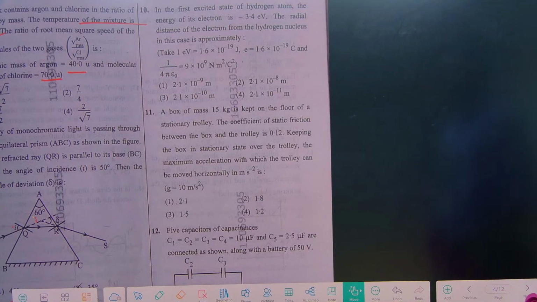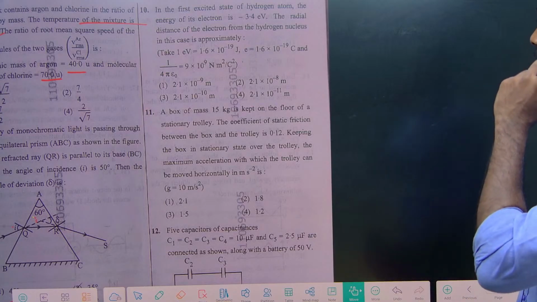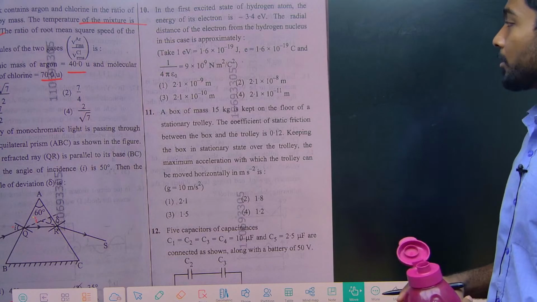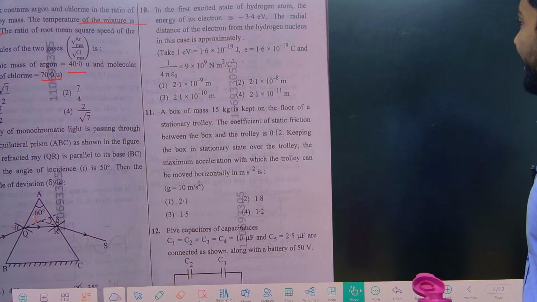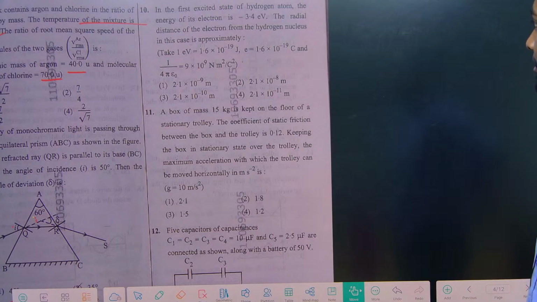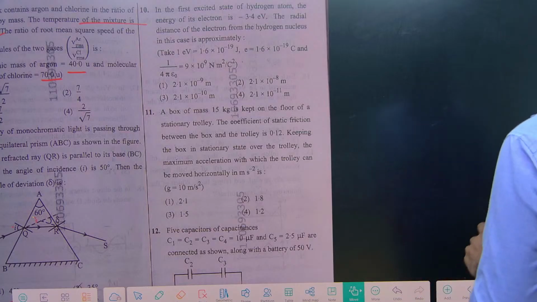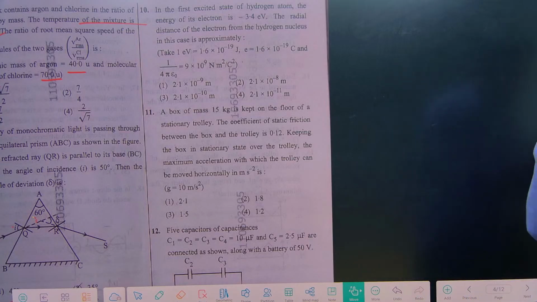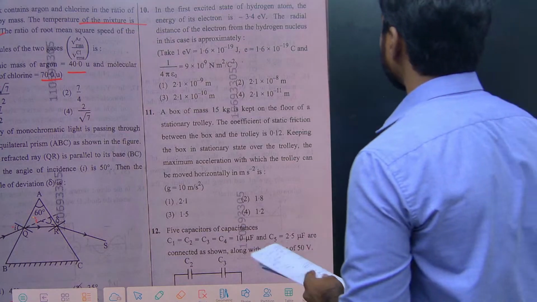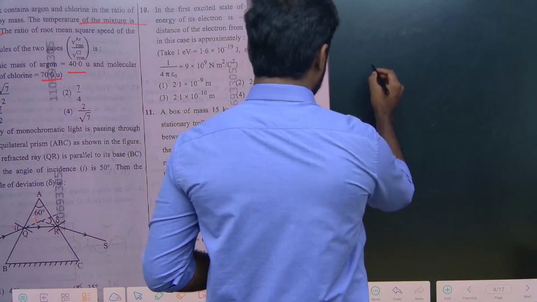So in the first excited state of a hydrogen atom, the energy of its electron is minus 3.4 electron volt. The radial distance of the electron from the hydrogen nucleus in this case is approximately, they are asking. Okay, అంటే radial distance they are asking, no, the radius, no, అంటే radius గురించి మాట్లాడుతున్నారు కదా. అంటే ఫార్ములా ఏంటి radius కి? So I will write the formula here.